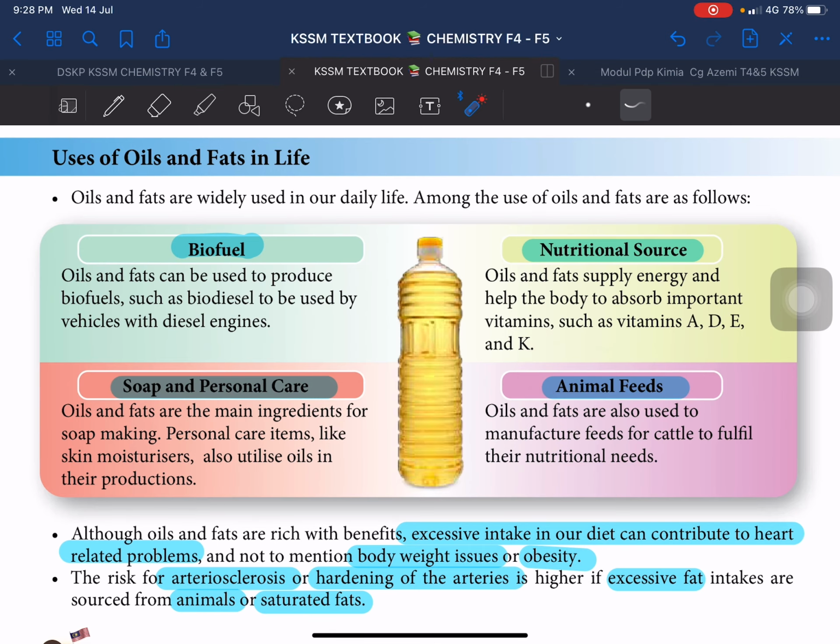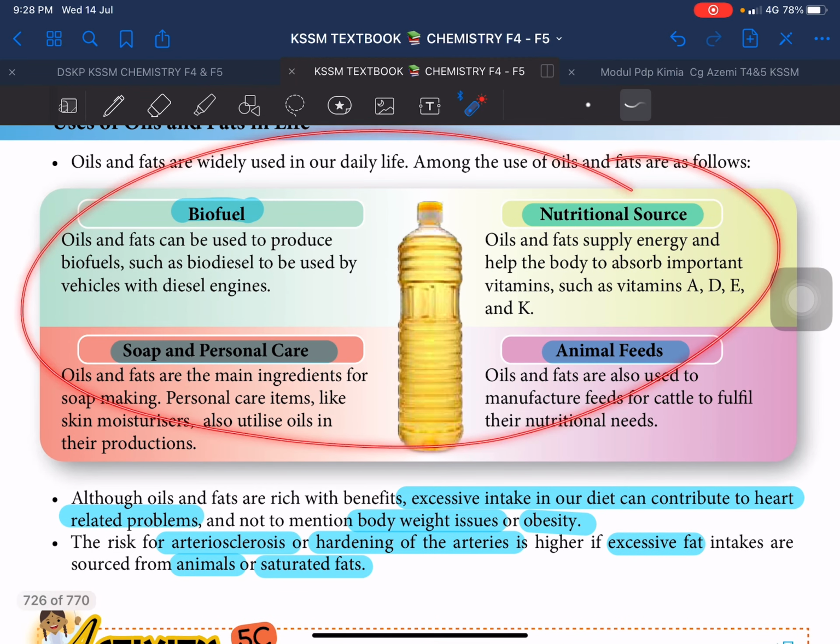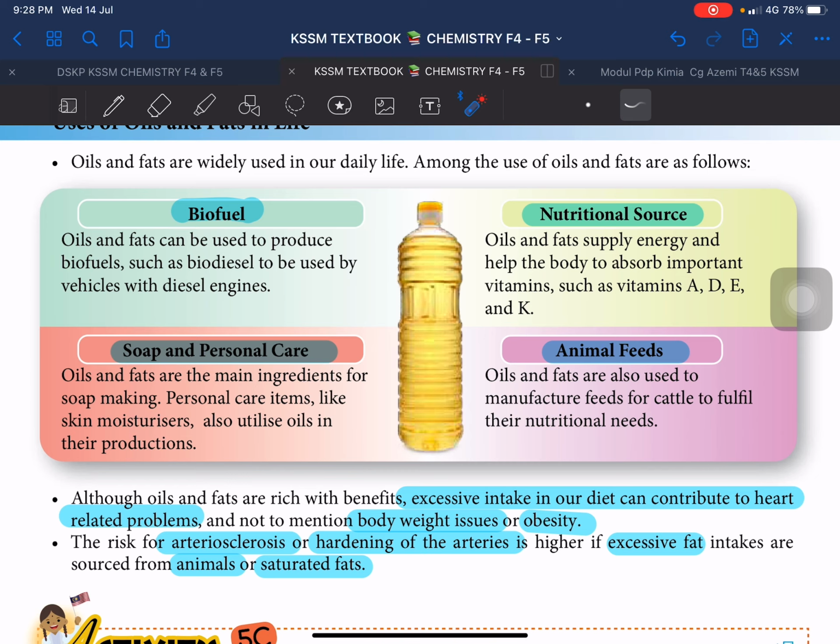Alright. Next. Although oils and fats are rich with benefits, there are very many uses. You see these four, that is already a lot, and you can answer in your essay. But excessive intake in our diet can contribute to heart-related problems, not to mention body weight issues or obesity. You understand this, right? Too much KFC also cannot. Okay? Too much KFC cannot.